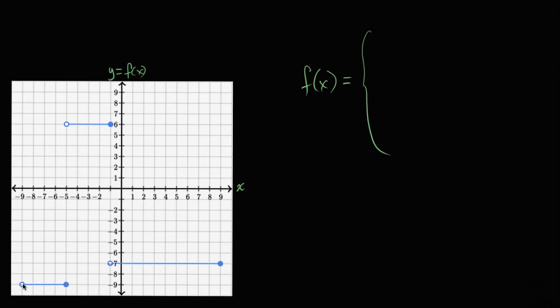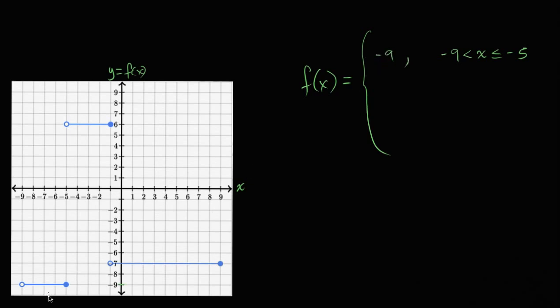Now this first interval is from not including negative 9. I have an open circle here, not a closed-in circle. So not including negative 9, but x being greater than negative 9 and all the way up to and including negative 5. So I could write that as negative 9 is less than x, less than or equal to negative 5. That's this interval. And what is the value of the function over this interval? Well, we see the value of the function is negative 9. It's a constant negative 9 over that interval.